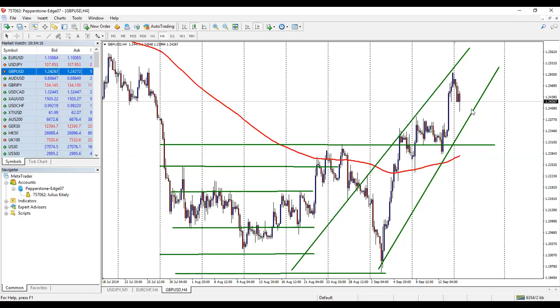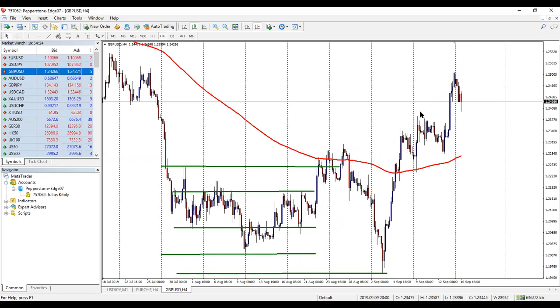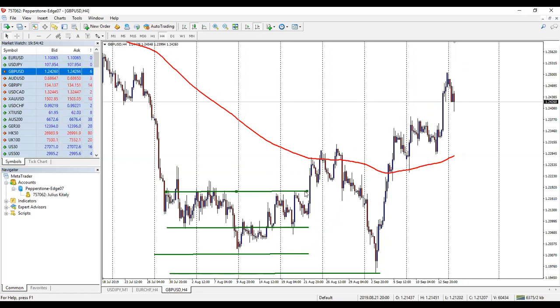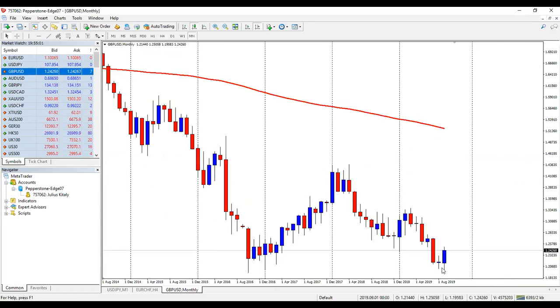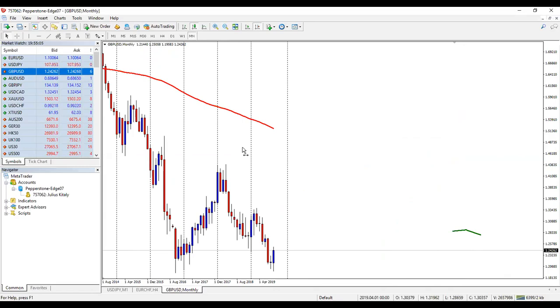This one will be discussed more when we come into discussion about what to consider when selecting a pair for trading. Now, if we take GBP USD on the monthly time frame, you can see why it was indeed supposed to be an uptrend. You can see, guys, this is the monthly time frame of GBP USD.